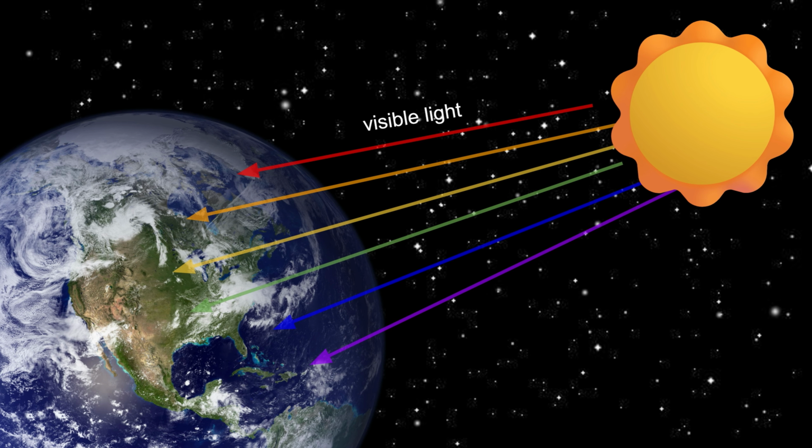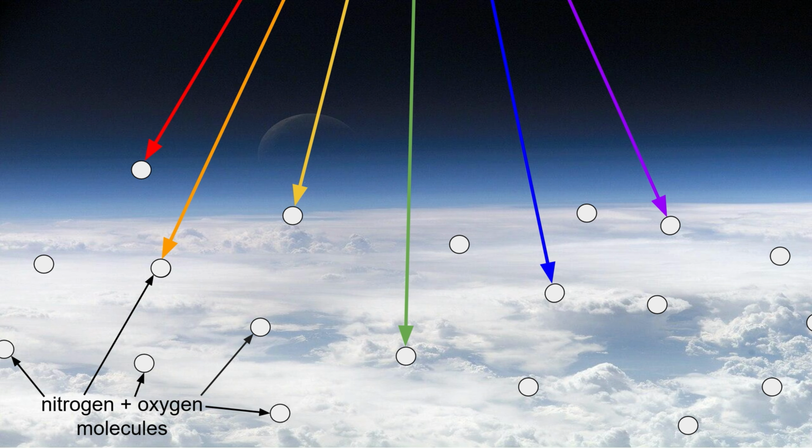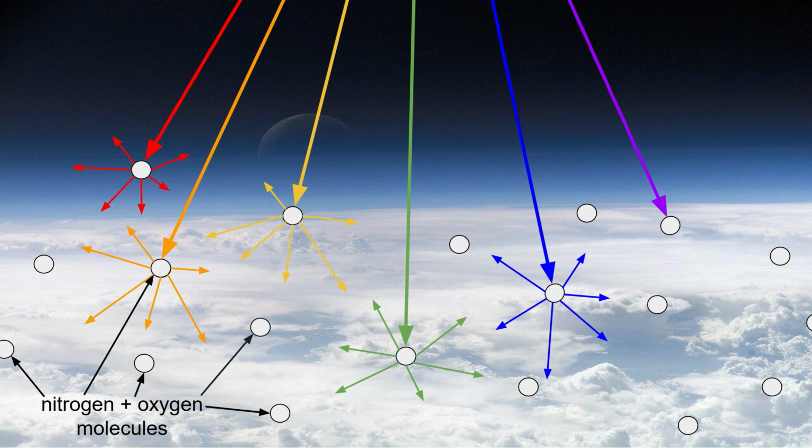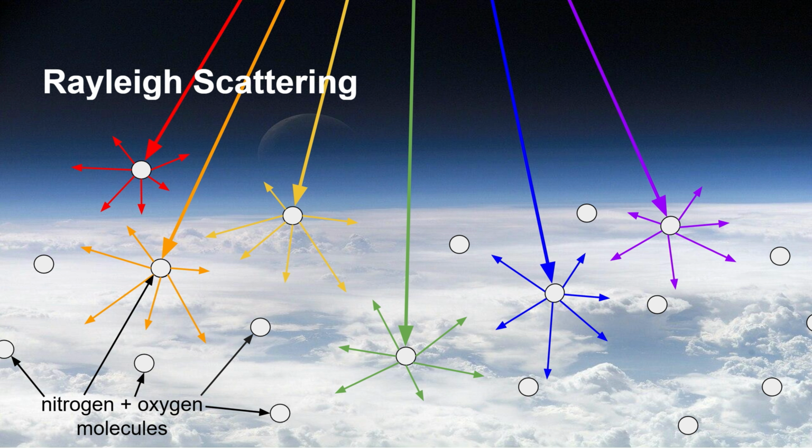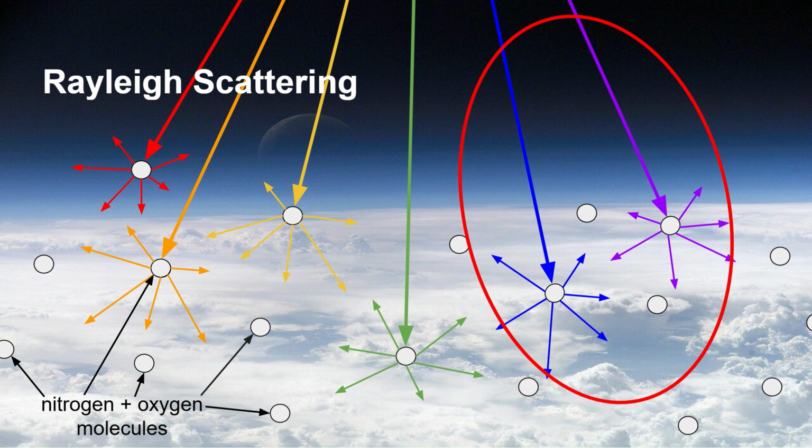When the sunlight reaches the Earth, the nitrogen and oxygen molecules in our atmosphere will scatter the light in all directions. During the day, a process called Rayleigh scattering, which mostly scatters shorter wavelengths such as blue and violet around, explains why our sky is blue during the day.